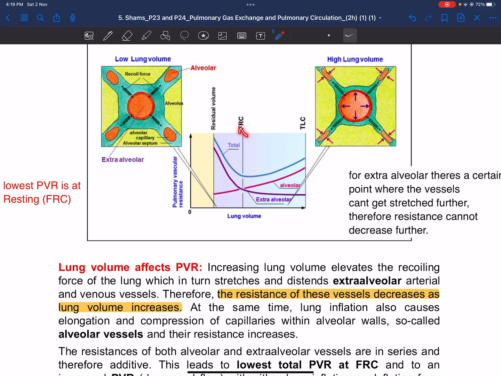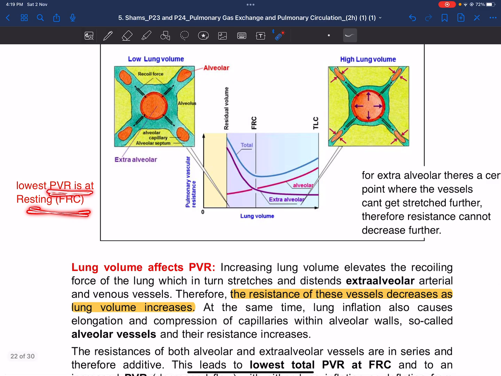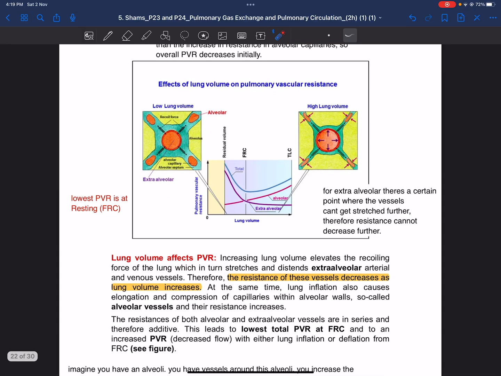Whilst at the start in FRC, I forgot to tell you this, you have the lowest resistance, so it's very easy to bring in lung volume. So at rest, which is FRC over here, resistance is the lowest. So it's quite easy to bring in lung volume. And you could try this on your own.